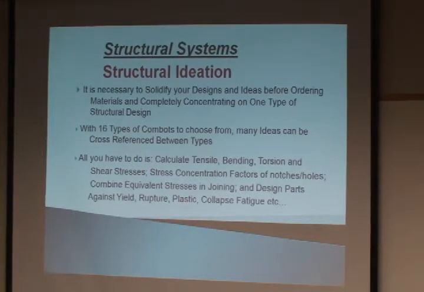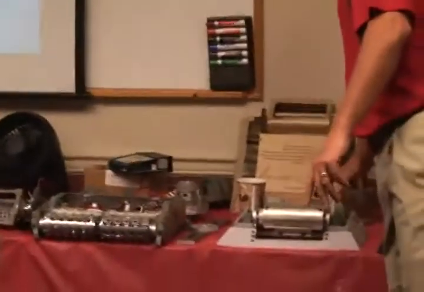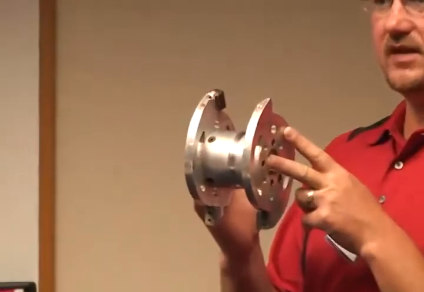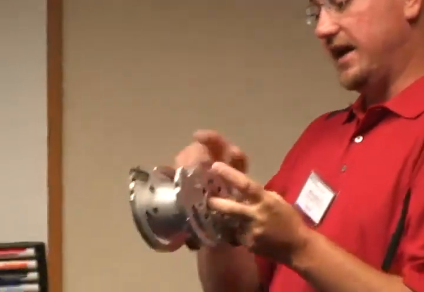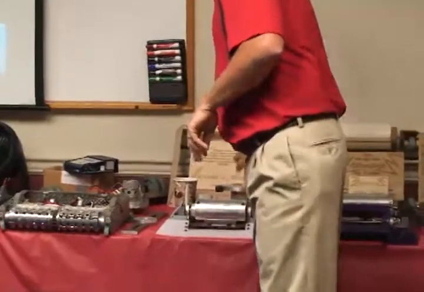A lot of your ideas are going to be cross-referenced between the types. As an example here, you see how many drums are actually up here. You might have someone looking at a drum where, in all truthfulness, it turns into a horizontal spinner instead of a drum. So it's a little bit different design. It looks like a drum, but it has different calculations to it.